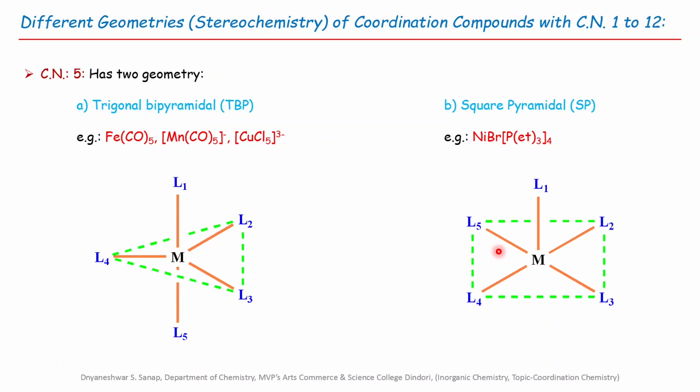Let us see the basic structure for a square pyramidal geometry. Here, the metal atom is present at the center and 4 ligands, that is ligand 2, ligand 3, ligand 4 and ligand 5, are present at the 4 corners with angles of 90 degrees with respect to each other, and one ligand is above the plane, perpendicular to ligands 2, 3, 4 and 5. This is the basic structure for a square pyramidal geometry. Out of these two, trigonal bipyramidal geometry is more common than square pyramidal geometry.